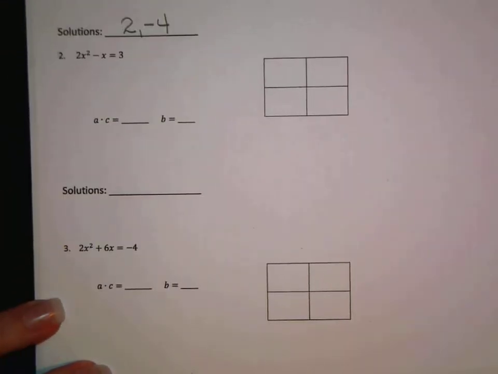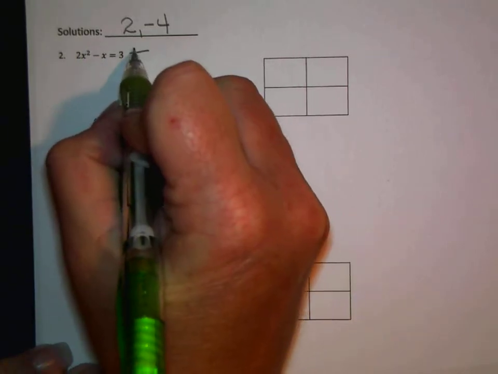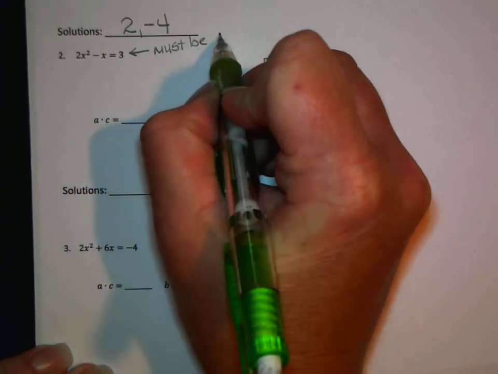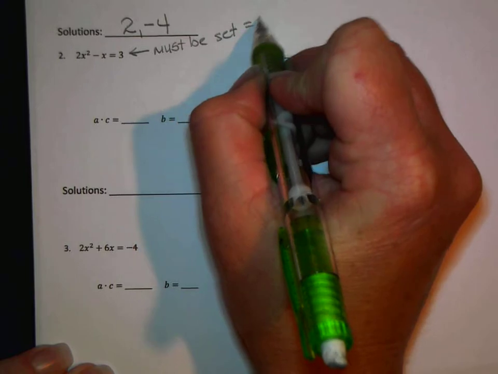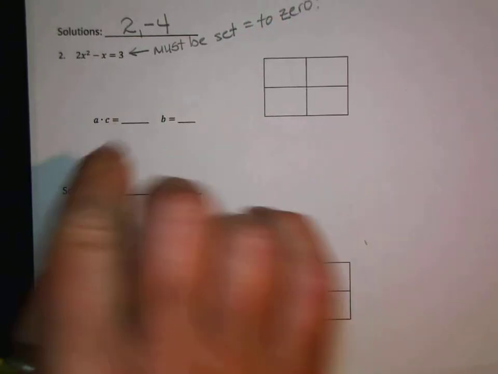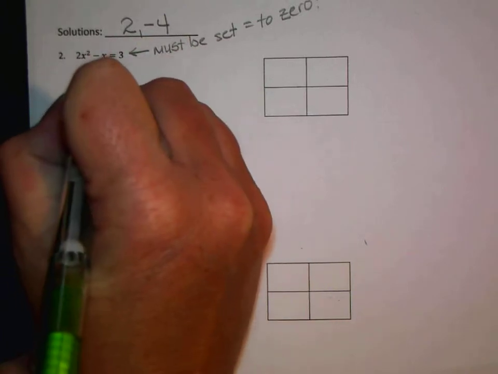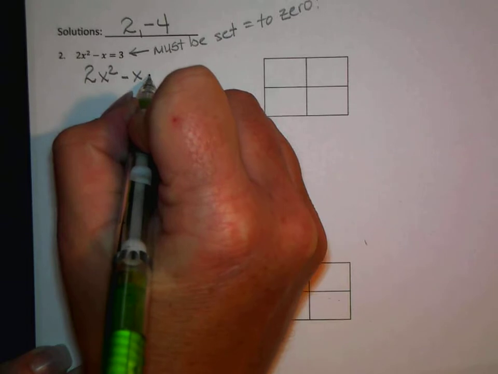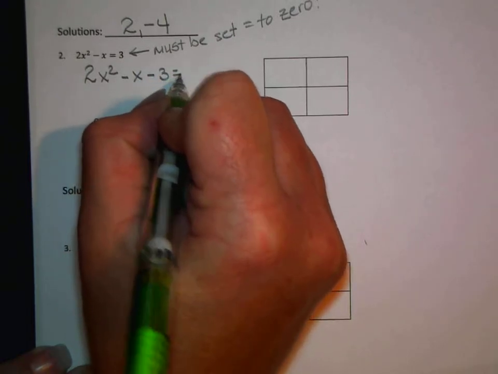Okay, let's go to the next one. This one is a little bit different because you'll notice it's not set equal to 0. So before you can factor it, your number one rule is it must be set equal to 0. Okay, so because of that, we need to move this 3. It's a positive 3, so we're going to subtract 3. So our new quadratic equation is going to be 2x squared minus x minus 3 equals 0.